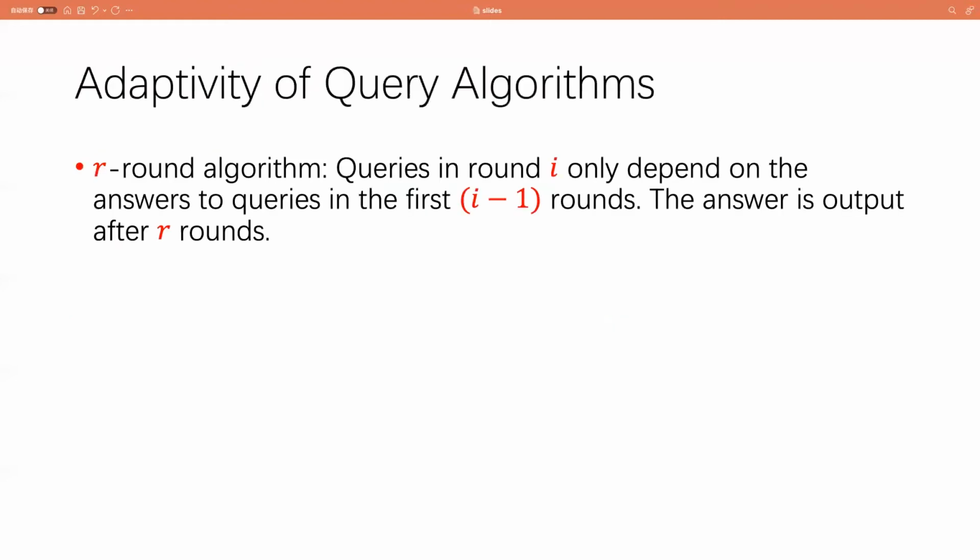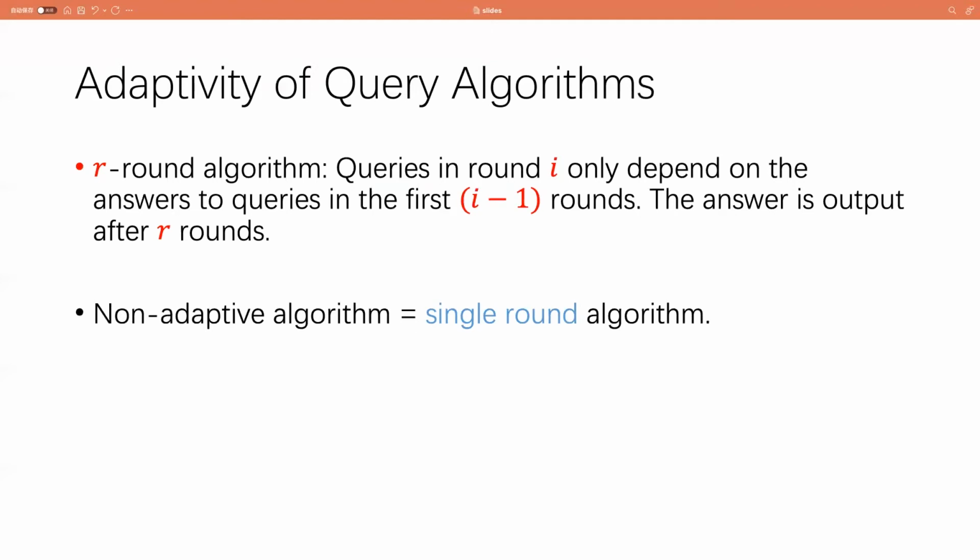An R-round algorithm is an algorithm that runs in multiple rounds, and in round i, the queries made by the algorithm only depend on the answers from the first i minus 1 rounds. We also refer to an algorithm that runs in one round as a non-adaptive algorithm. As the scale of real-life problems becomes larger and larger, algorithms with a small number of rounds can save us a lot of time by making many queries at the same time.